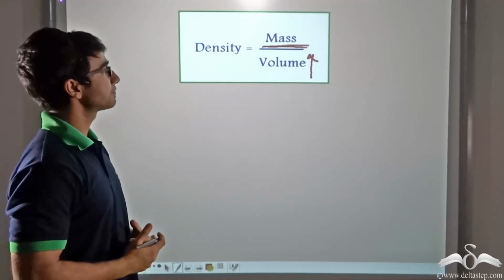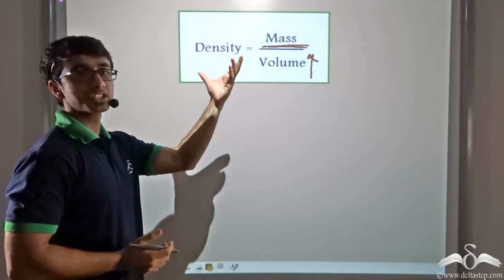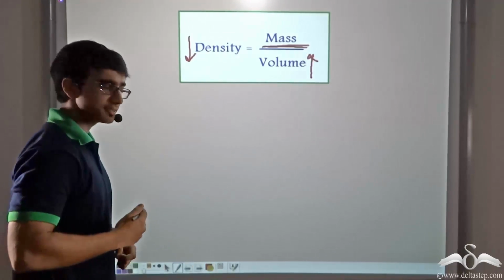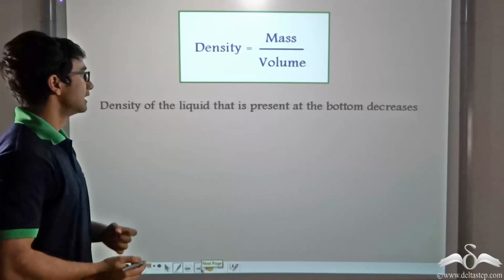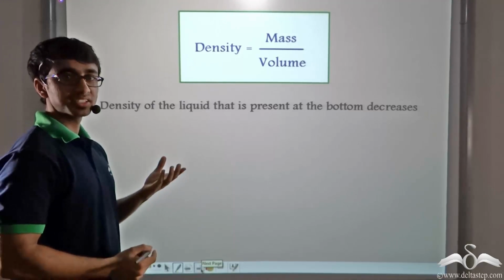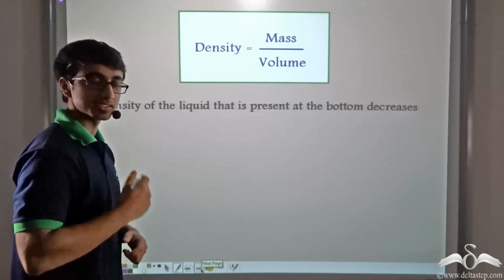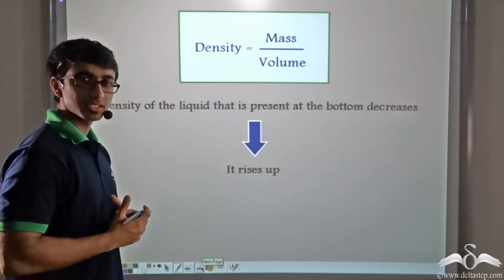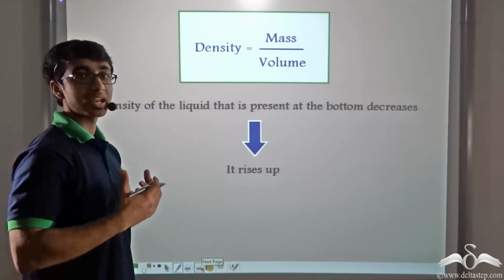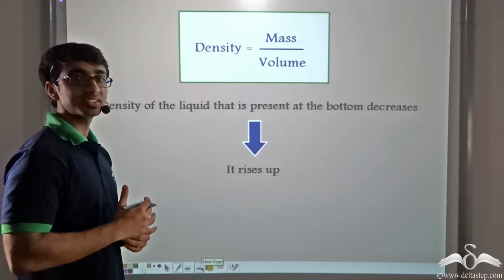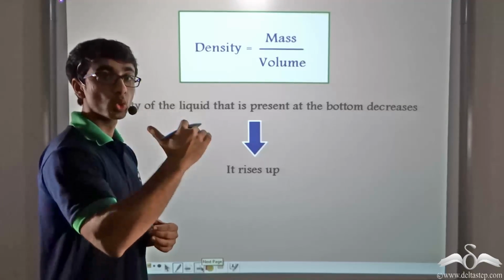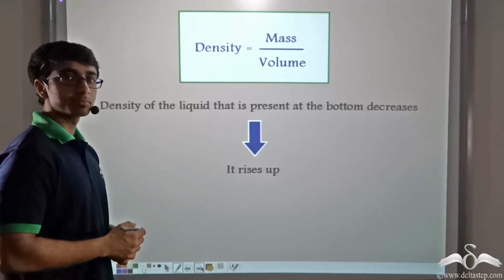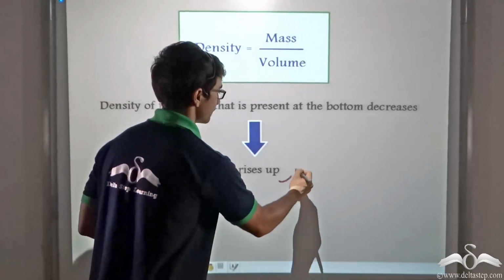So what can we say? Since the denominator, that is the volume, is increasing, the density is decreasing. Thus, the density of the liquid that is present at the bottom of the flask decreases. Due to this, it becomes less dense. In other words, it becomes lighter than the liquid which is present at the top and which is cooler than the liquid at the bottom. So as a result of this, the liquid at the bottom rises upwards.